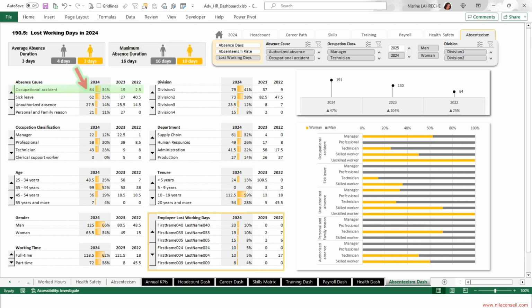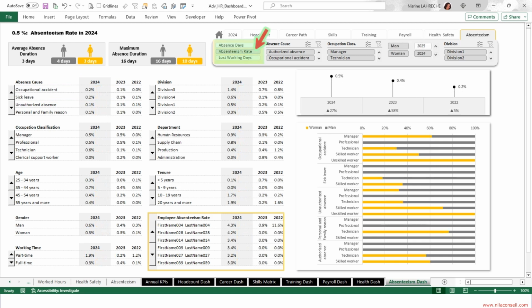Work accidents are the leading cause of absenteeism, followed by illness. Both caused the loss of 126 working days. Analysis of the absenteeism rate shows that technicians have the highest absenteeism rates in the company. Absenteeism among this category of employees has increased significantly compared to the past 2 years.